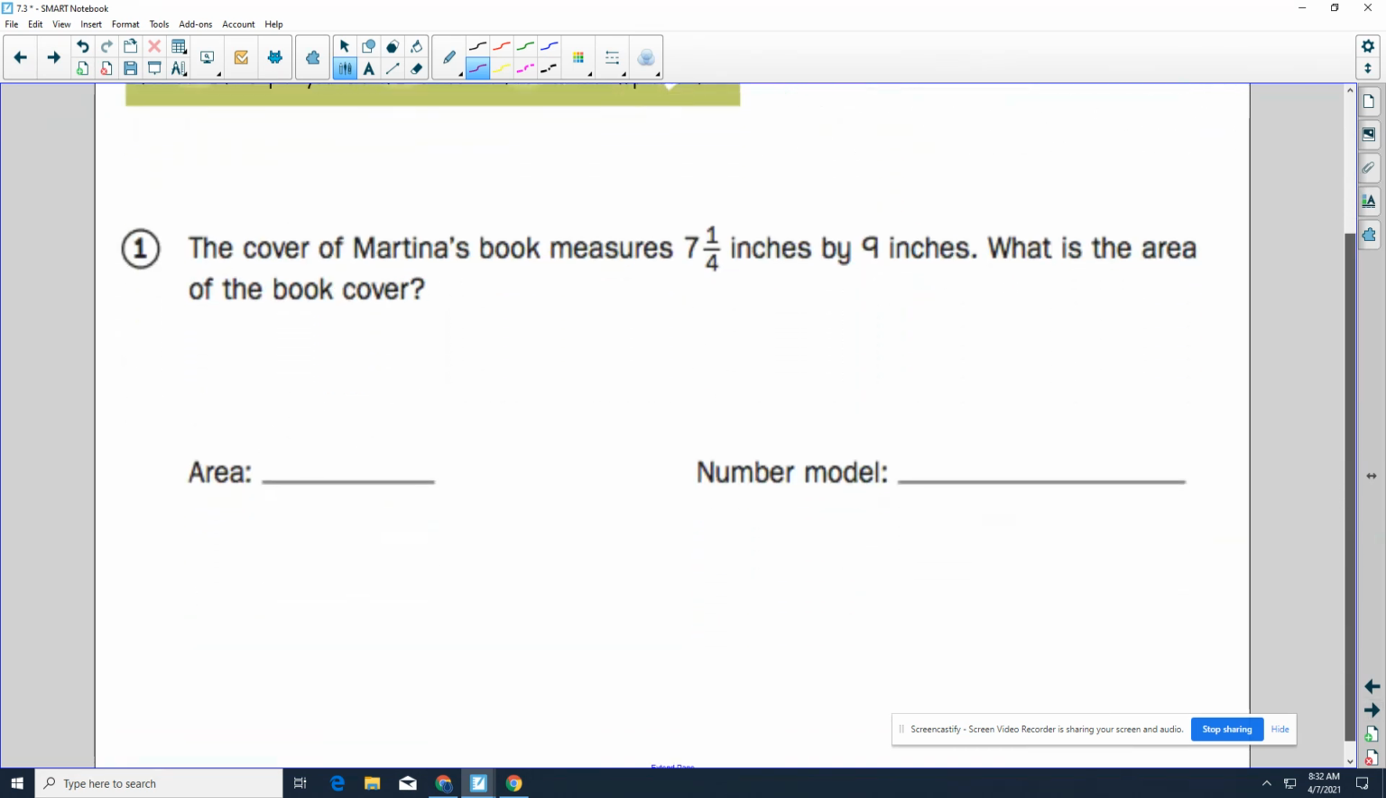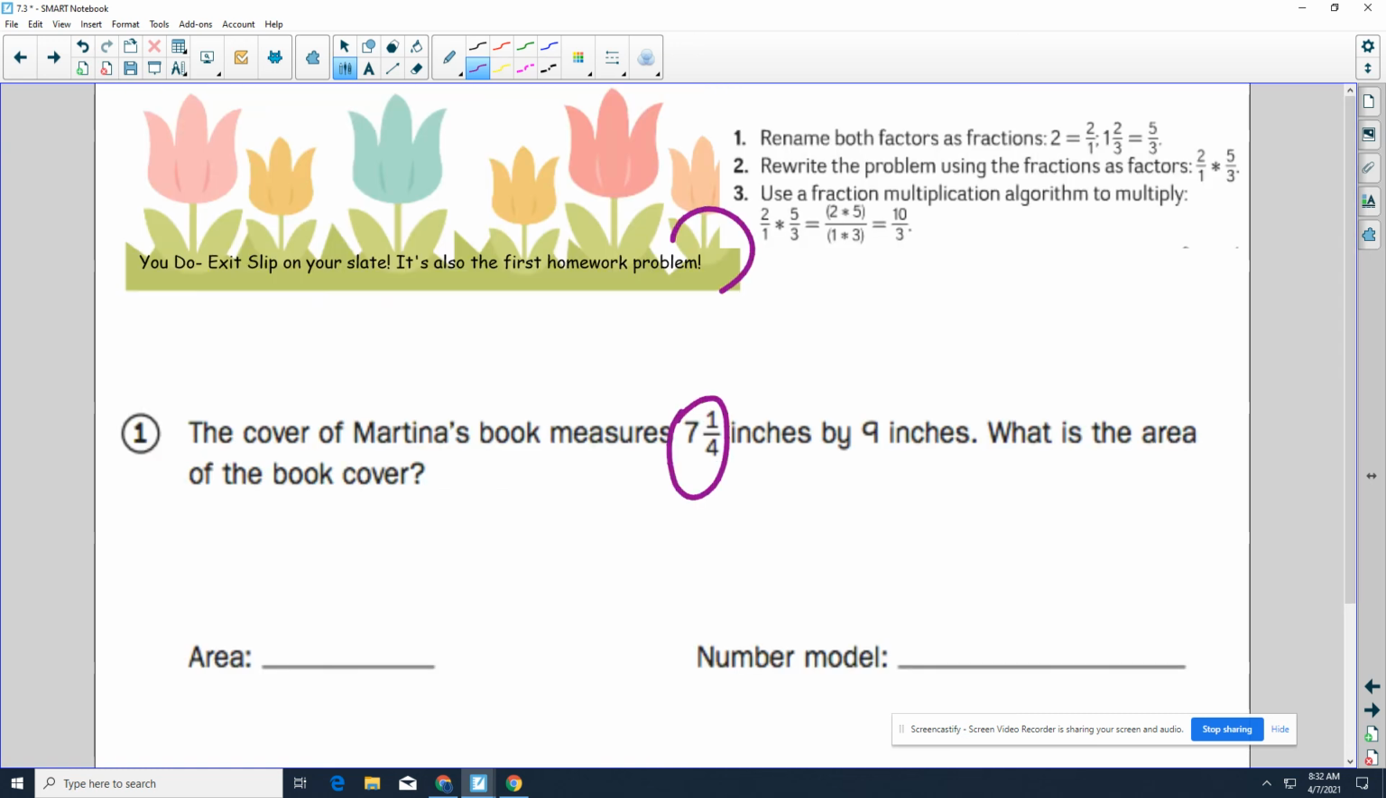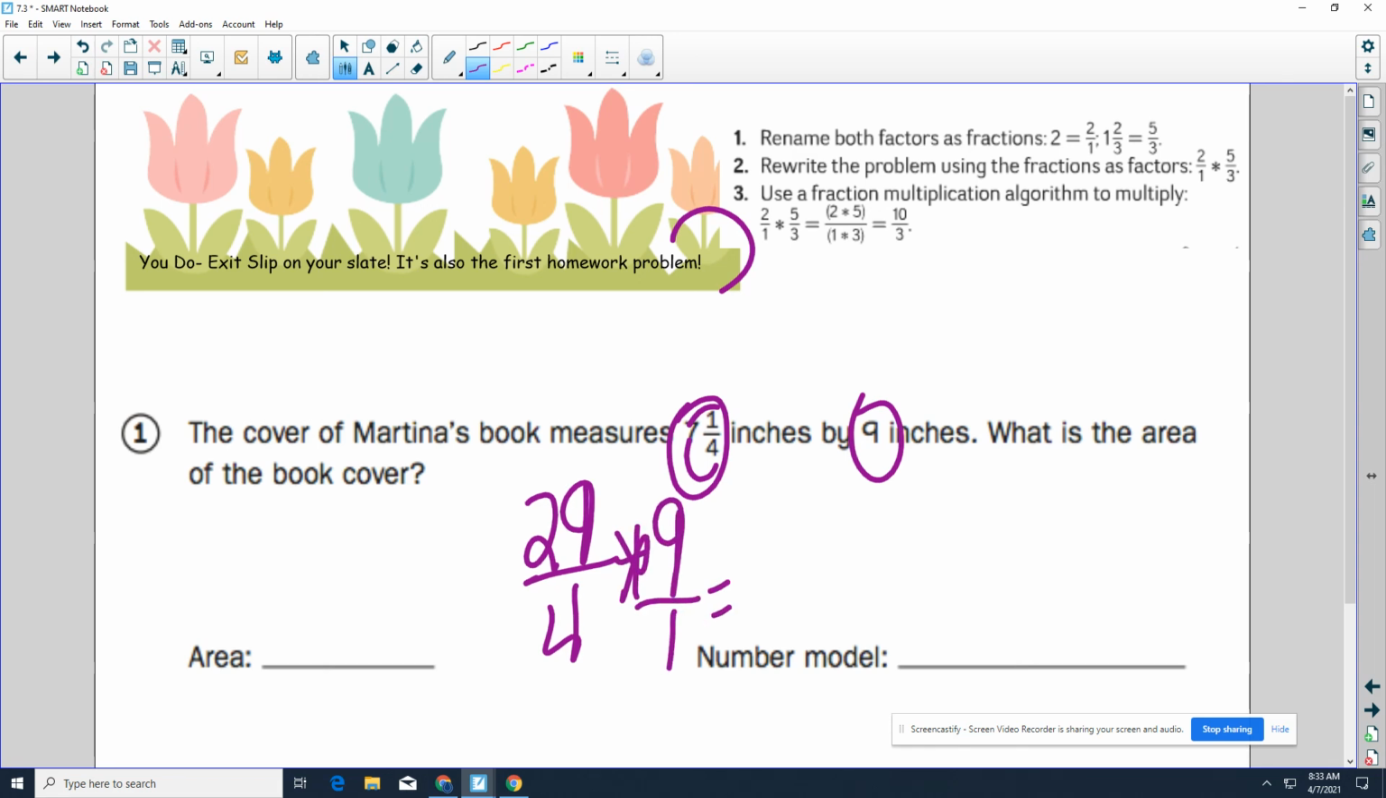And then a little more practice here for you. The cover Martinez book measures 7.5 inches by 9 inches. What is the area? So remember to find area, you do length times width. Again, same thing. I could convert these to improper fractions. So I would do 7 times 4 is 28, plus 1 is 29/4. And I would just make 9 a whole number over 1. And then you can multiply and find the area.